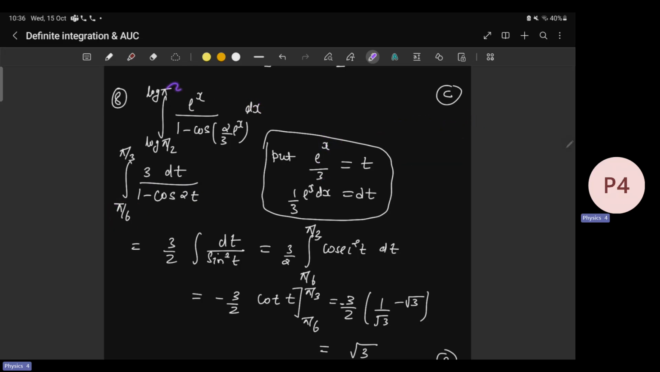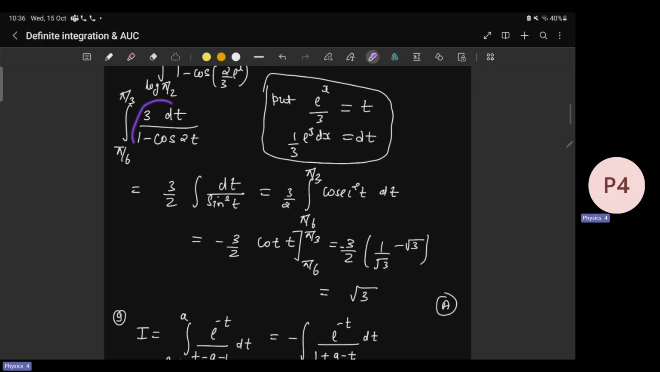When the value of x was ln pi, we will write e to the power ln pi divided by 3 is t. So this is pi, this is pi, and this is 3. So pi by 3 is the upper limit. Now this is a very simple problem of integration. 1 minus cos 2t can be written as 2 sin square t.